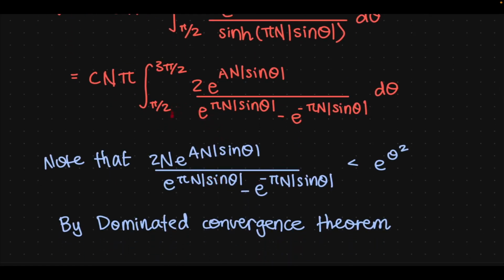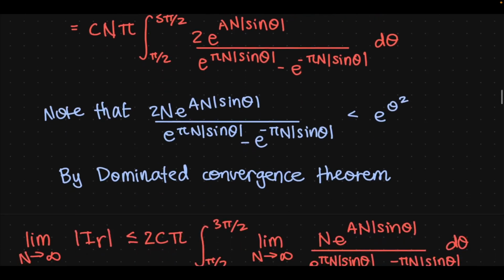Now, we want to take the limit as capital N goes to infinity. So for that, we need to argue by the dominated convergence theorem. Notice the integrand that we have, and I'm including the n as well because we have to argue for all n. That's the limiting variable. It is upper bounded by e to the theta squared, which is Lebesgue integrable in theta for whatever domain, whatever range of integration we have.